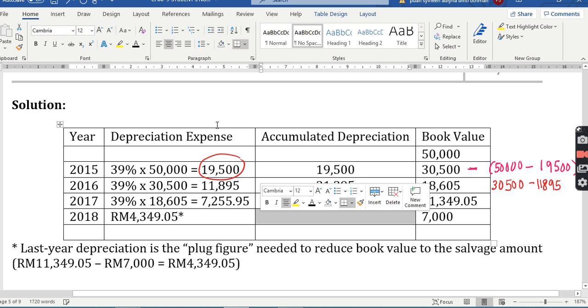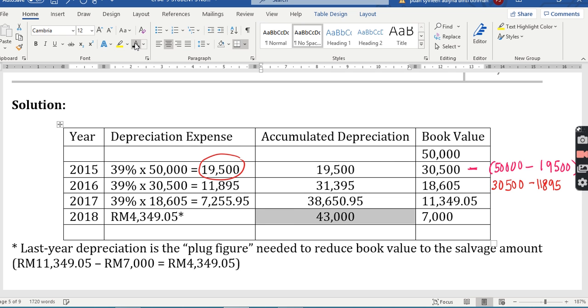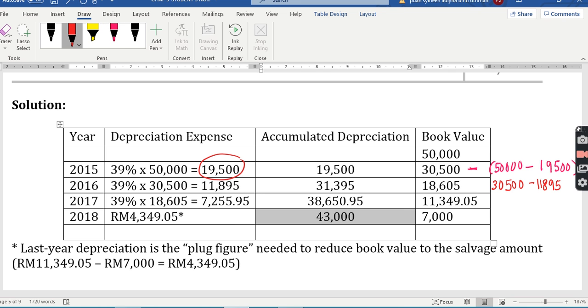So the accumulated depreciation is 43,000. How do you get 43,000? It's actually very easy. You just take 50,000 and minus 7,000, the salvage value, so you get the latest accumulated depreciation towards the end of the useful life. As you can see in the explanation given below, this amount, 4,349 ringgit and 5 cents, is also called the plug figure.